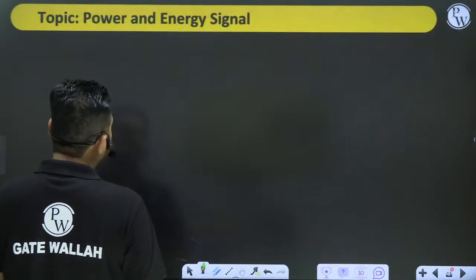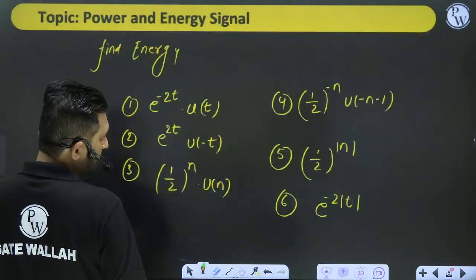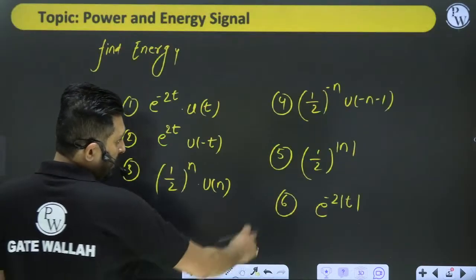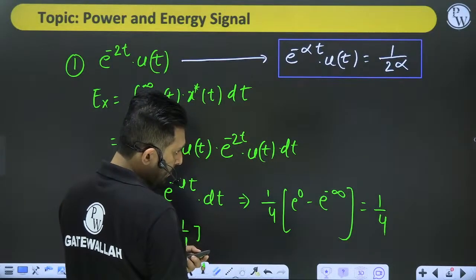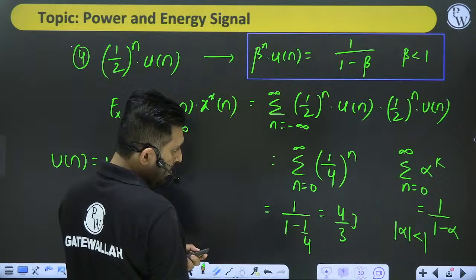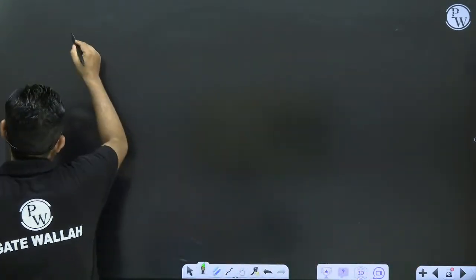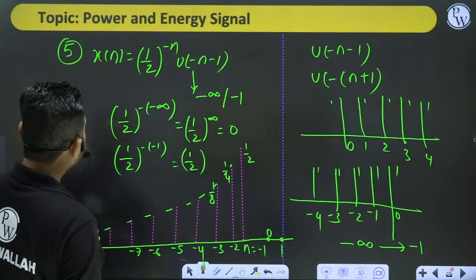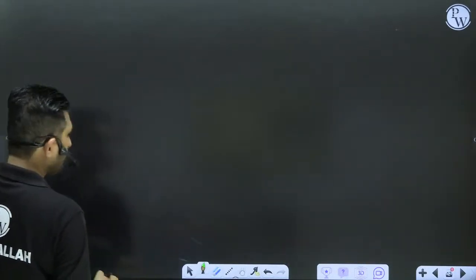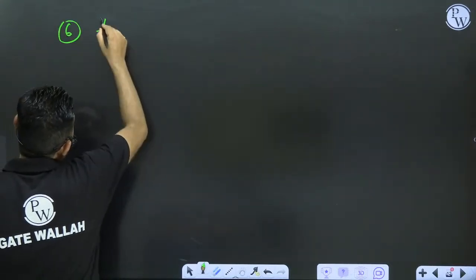Let's talk about a very interesting function, the last function, which is this one: 1 by 2 to the power mod n. How will you write 1 by 2 to the power mod n? Next is which function? Come on, the fifth one is done, so let's talk about the sixth one. How will you write 1 by 2 to the power mod n?